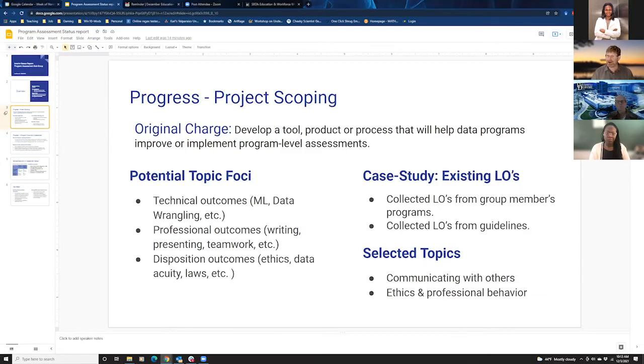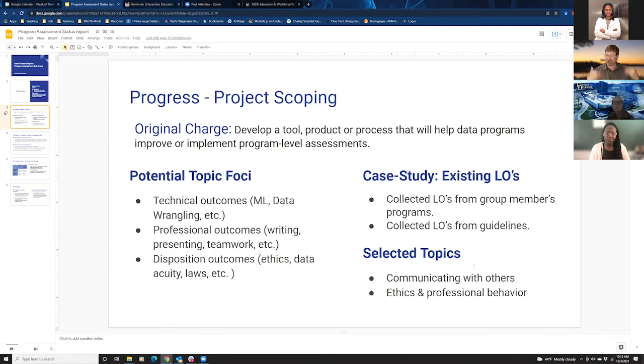So what we decided to do to figure this out was a quick case study of existing learning outcomes from the group members' programs, data science programs that they were involved in. Yes, limited scope, but we figured that was enough of a perspective to figure out what people were actually doing, so that we might have a good idea of what fit into those spaces.